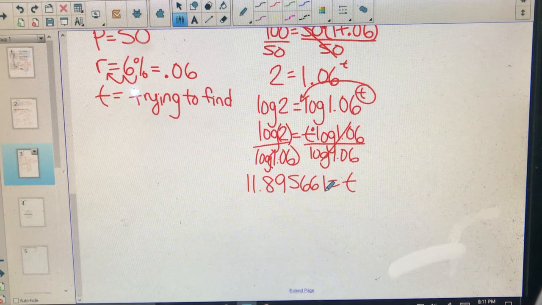You should get 11.895661. And again, you might have a couple of numbers after that, and my calculator rounded it a bit early. In the direction, it said determine the number of days. I should have added in there to round it to the nearest whole number, but this is approximately 12 days.